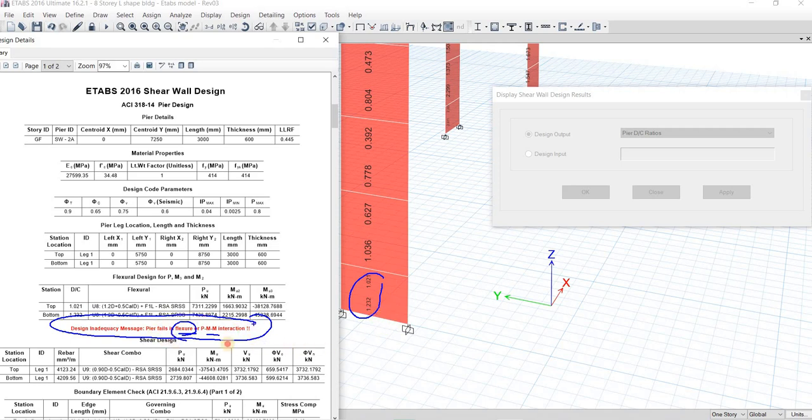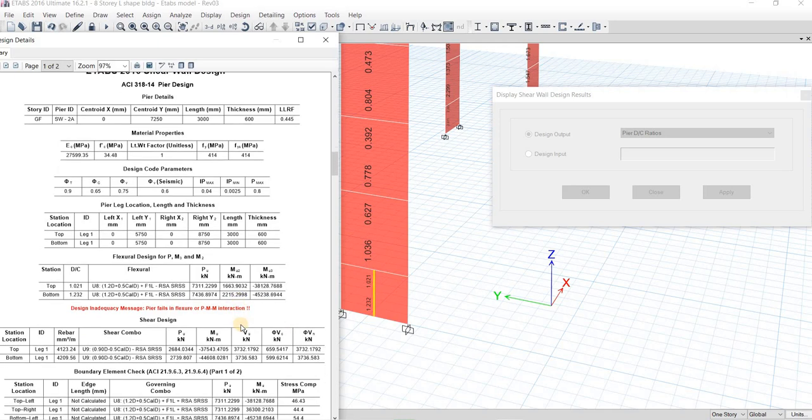Or increase the concrete strength, f'c, to have the value less than 1. So that is for the flexure only. Flexure and PMM. Okay? PMM is axial and in-plane induction, out-of-plane moment.